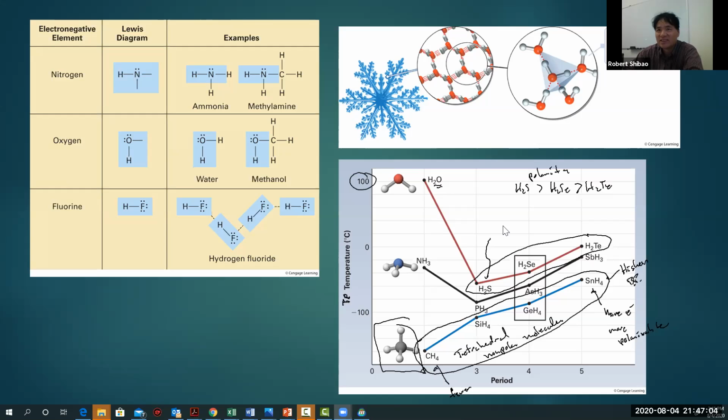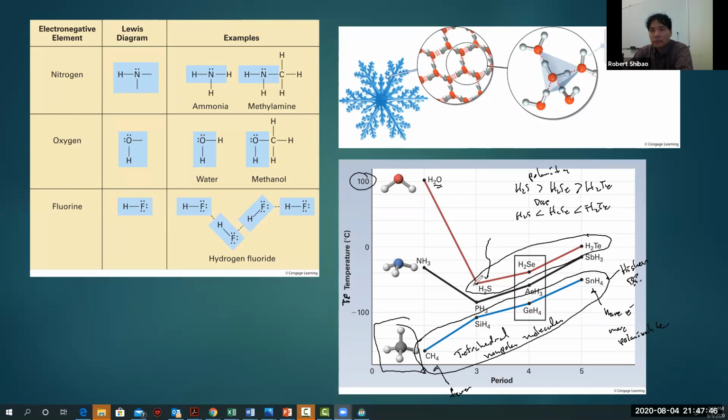And so in terms of polarity, H2S should have the highest boiling point because it has the largest permanent dipole. The reason it has a larger permanent dipole is because sulfur is more electronegative than tellurium. So in terms of polarity, H2S should be the highest boiling point. In terms of dispersion or London forces, H2Te should have the highest boiling point. When we look at dispersion, H2Te has more electrons than H2S, and therefore it should be stronger.